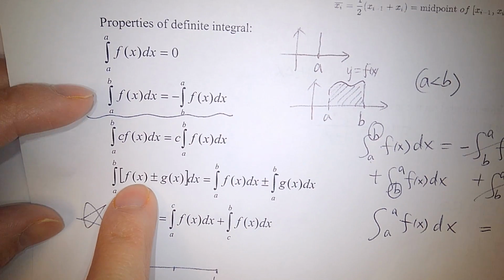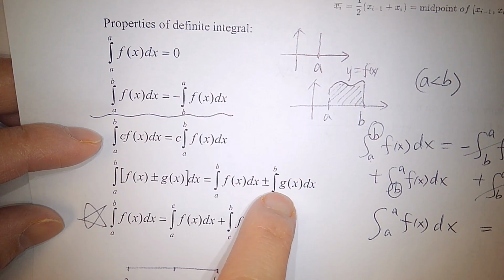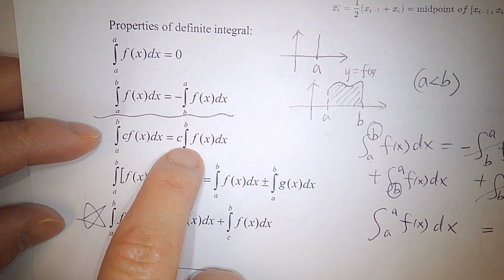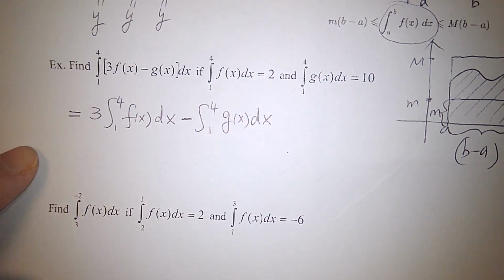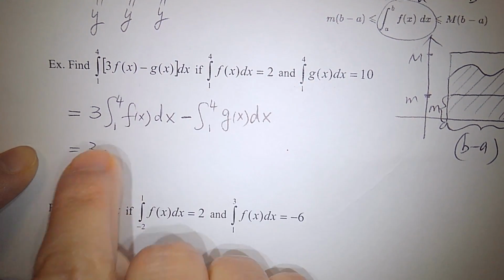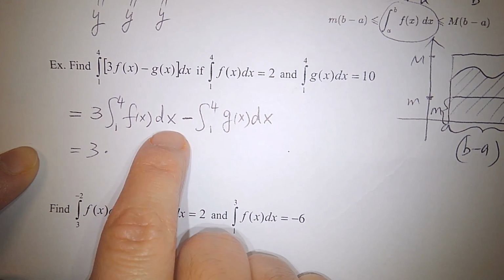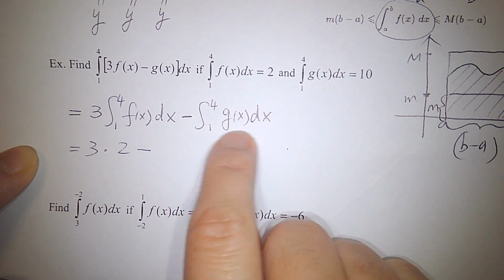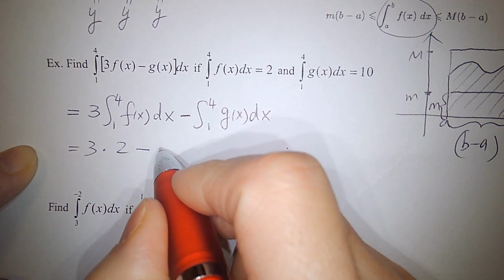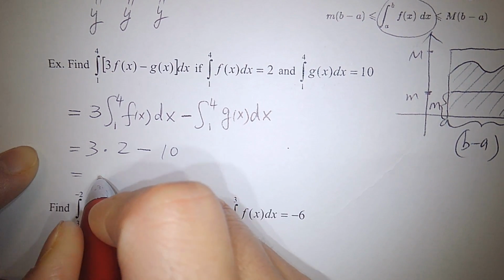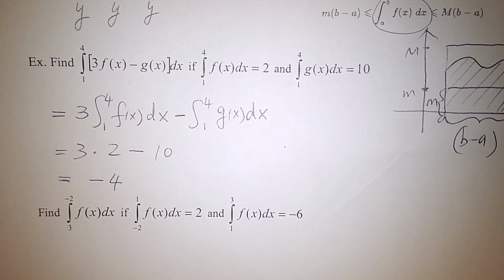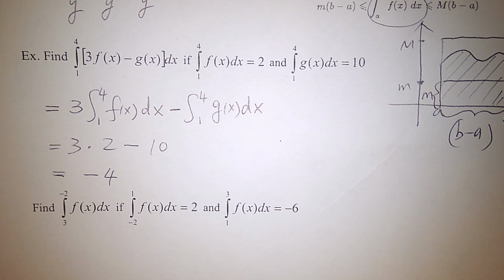From this property. What property? We can split. If we have a constant, we put the constant in front, right? Alright, so what is this definite integral from 1 to 4 of f of x dx? 2. What is the value for this definite integral? 10. So 6 minus 10, negative 4. Done. Not bad at all.